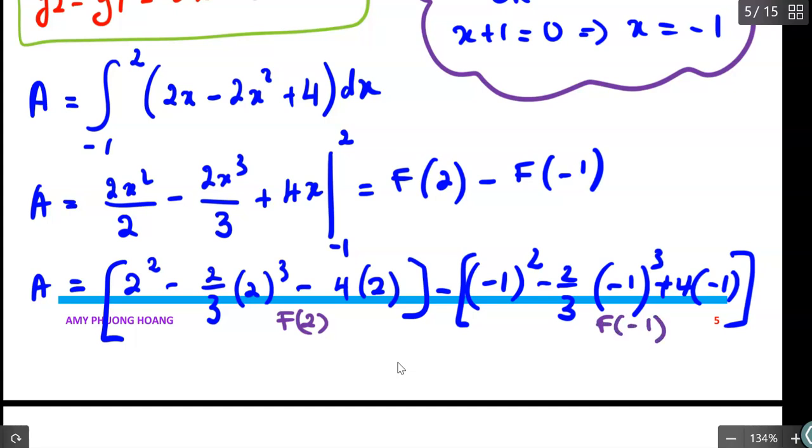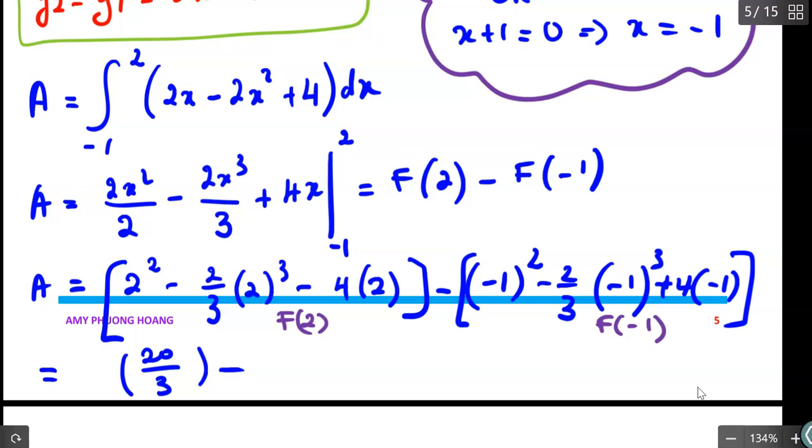Now the area, if you find this, will be equal to 20 over 3, and I subtract this. So I would like everyone to consider: this one is a negative 1 squared, so it's a positive 1. This one will be a negative to the exponent 3, so it will be a negative 1.